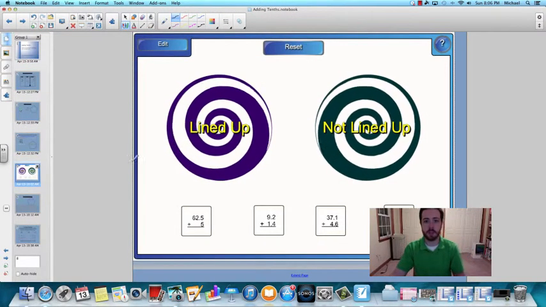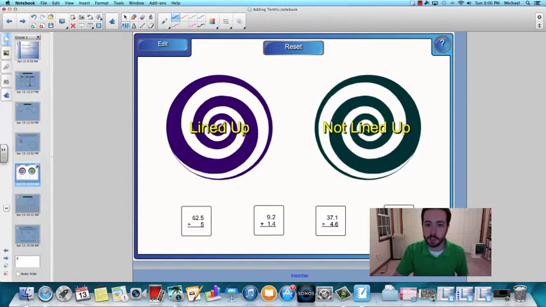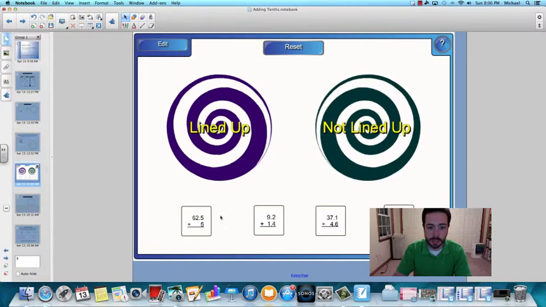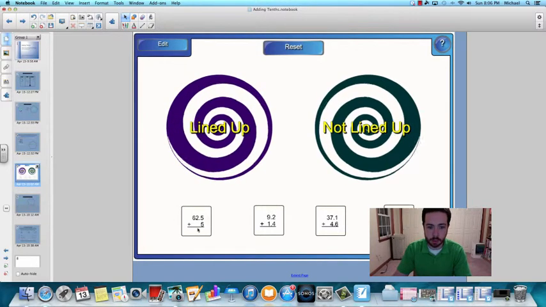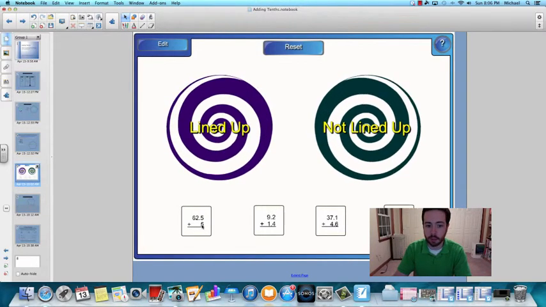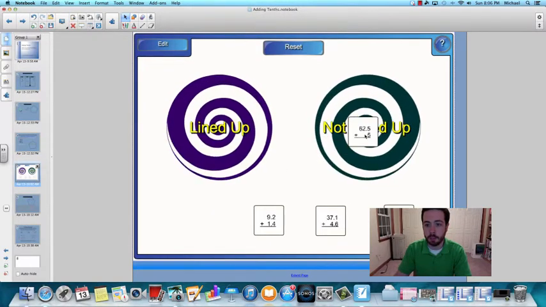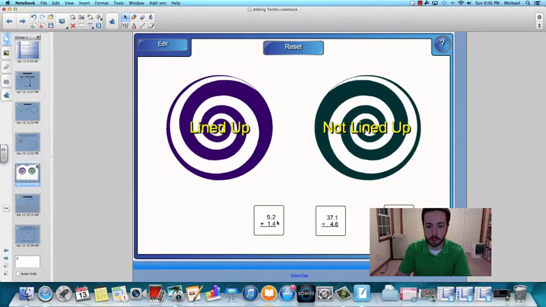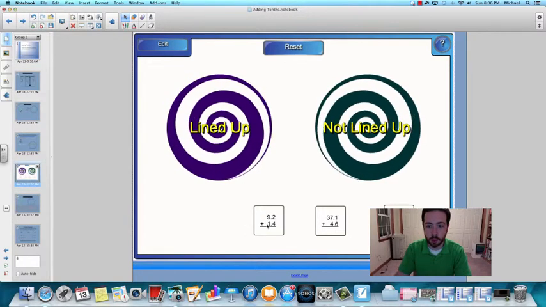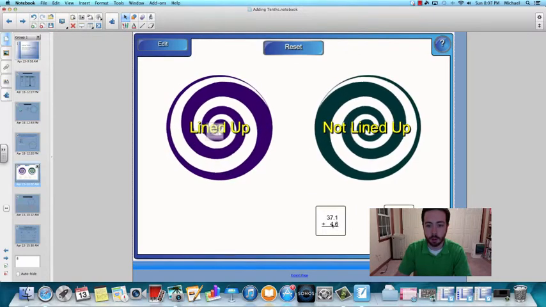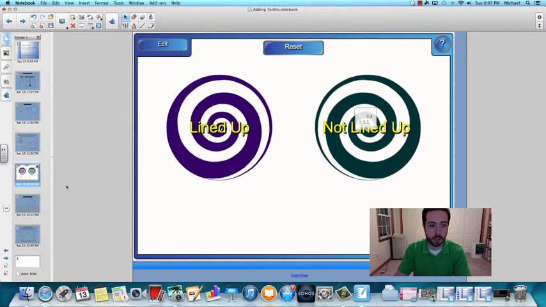This is one little fun activity, the spinning vortex. They have to look at the pictures and decide whether the decimal is lined up or not lined up. This one's a little tricky because it's actually 5 hundredths, so that's definitely not lined up because the 5 should be underneath the 2. So you drag that into not lined up, and it sucks it into the vortex. If you get it wrong, for example, this one, they are lined up. If I put it not lined up, it spins it around and kicks it back out to you. Okay, that's a lined up, and that's a not lined up.